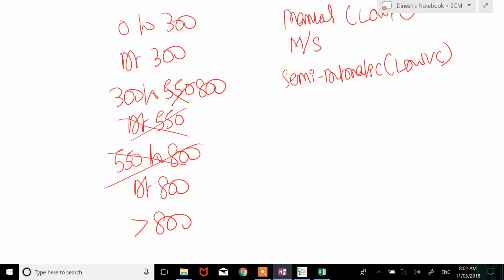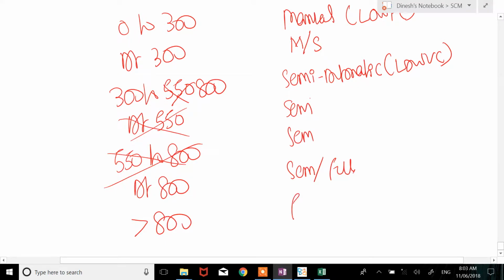So till 300 manual, perfectly fine. The moment we go beyond 300, I don't have a method called manual. So 0 to 300 manual, at 300 manual or semi. In your case, if you have written, this will be semi. This will be semi, this is going to be semi or fully, and the last one is going to be fully. Greater than 800 is fully.